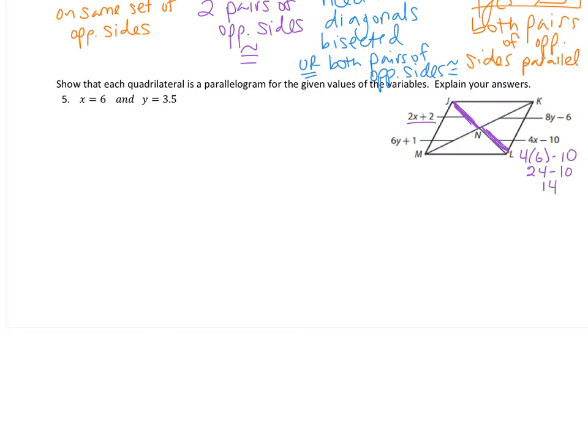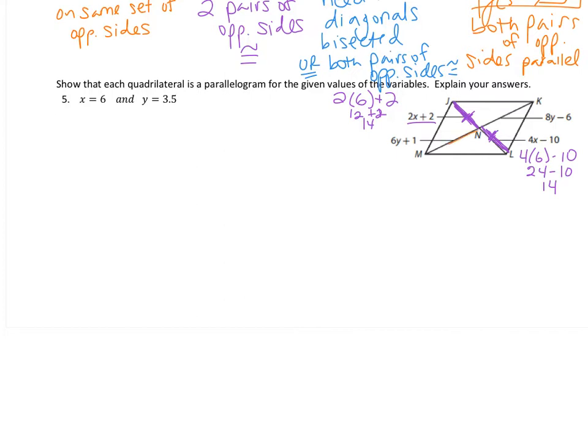We do the same thing up here for 2x plus 2. So 2 times 6 plus 2 gives us 12 plus 2. So also 14. So that tells you that these two pieces of our diagonal are congruent to each other. So it is bisected. We also have to check to see if the other one will be the same.